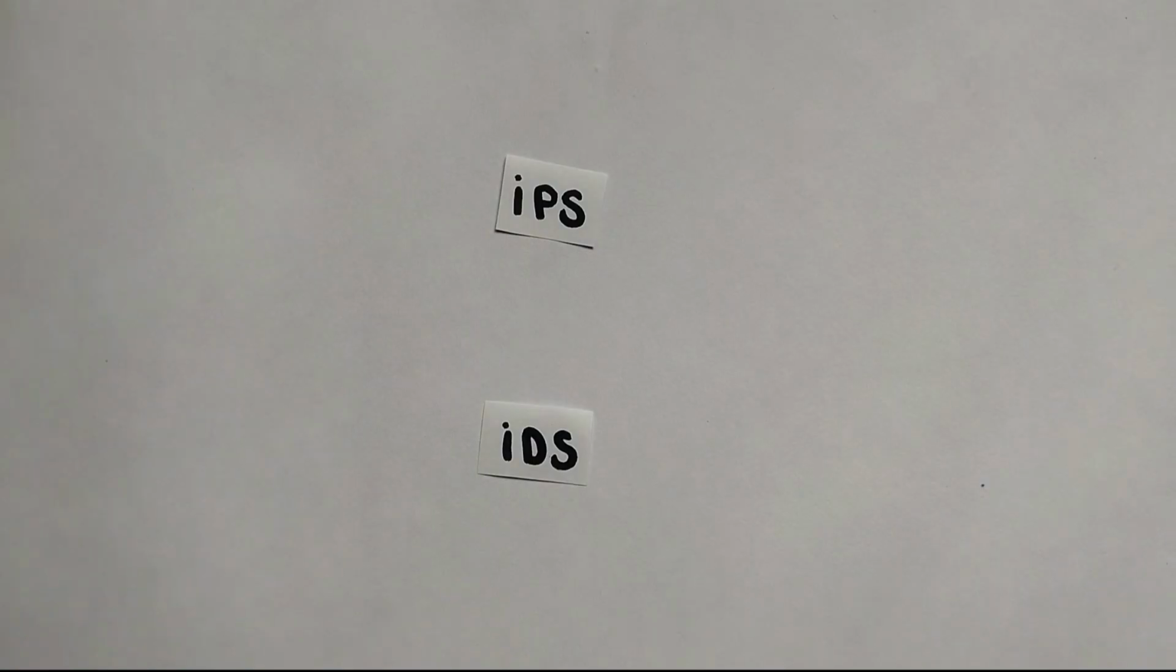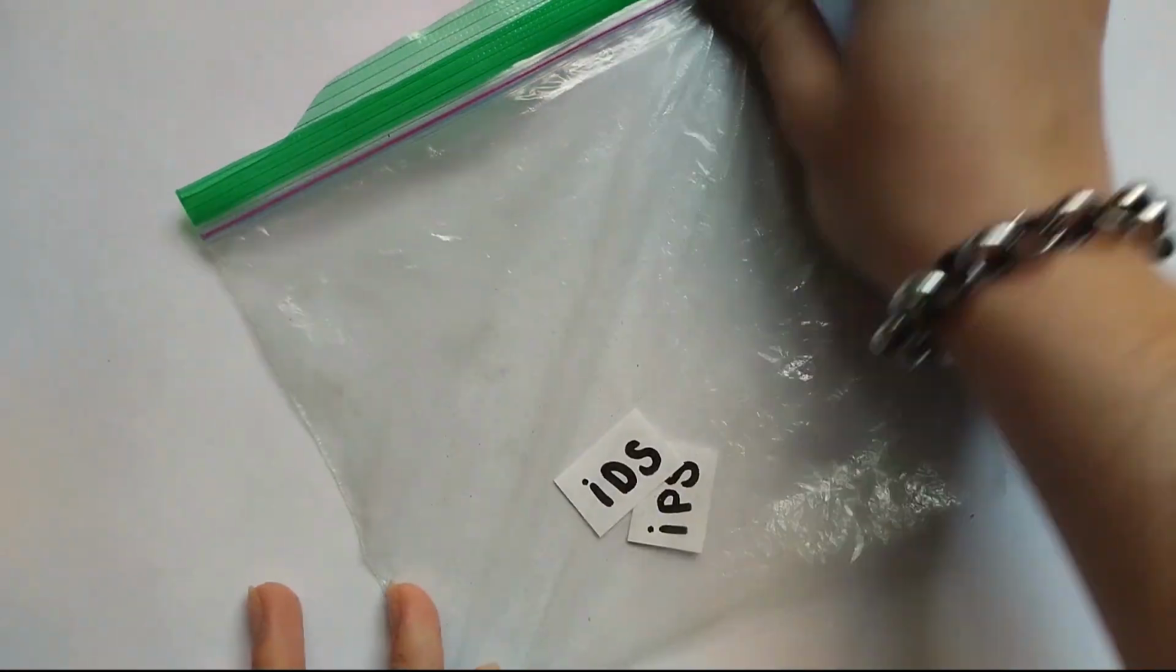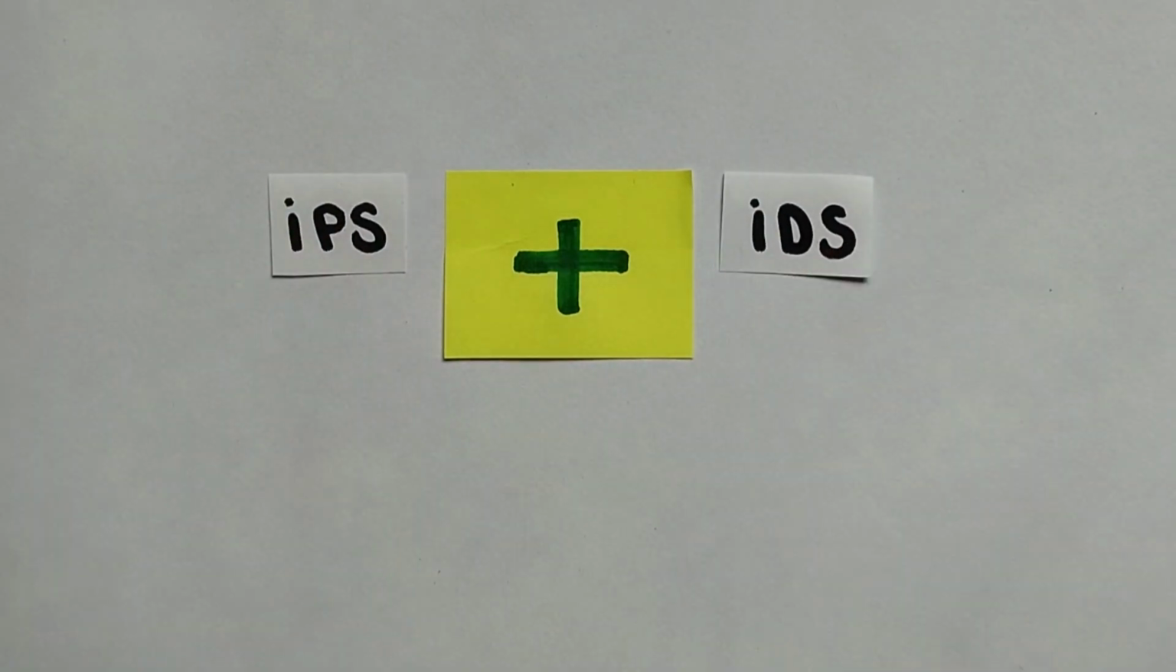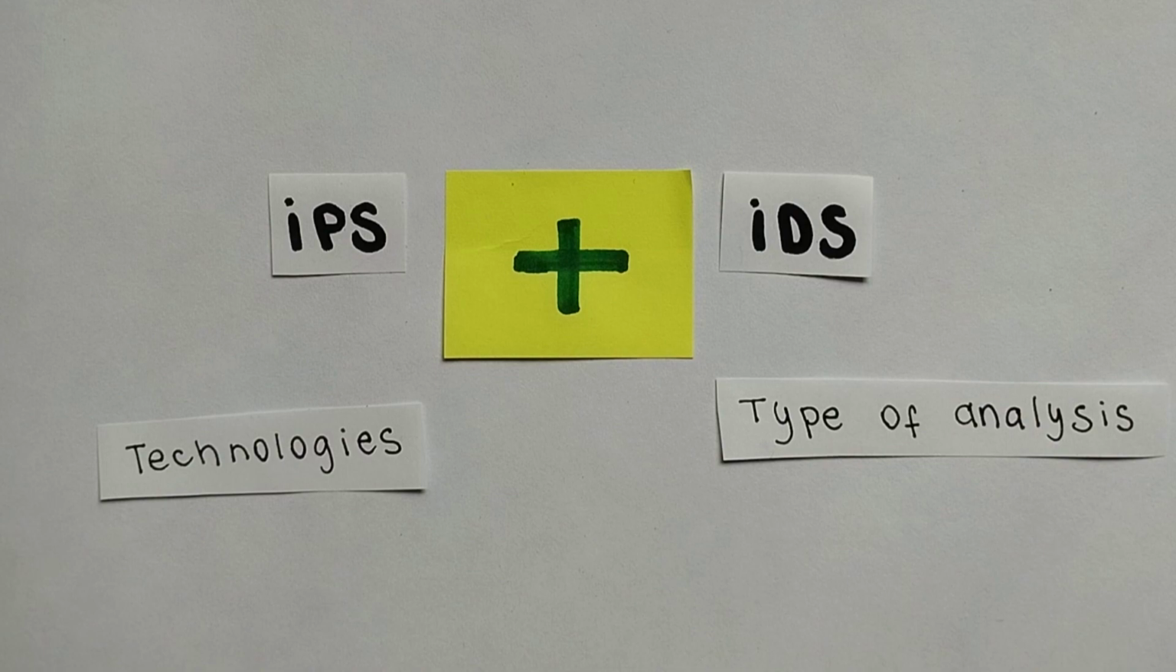In other words, we need both IPS and IDS. Preventive to block as much as possible and detective to identify and alert about the rest. This gets us a lot closer to airtight. There are many other differences between IPS and IDS that make them complementary. The technologies and the type of analysis and much more.